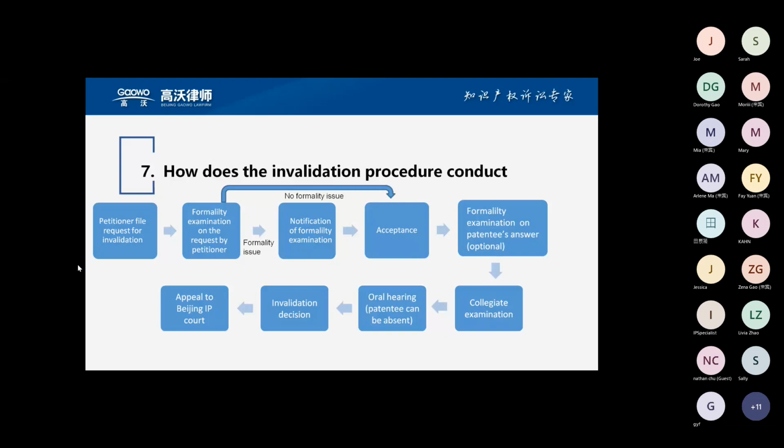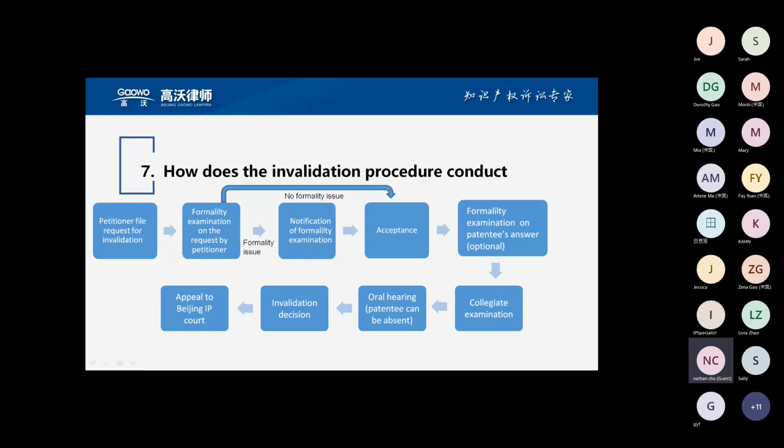The formality examination includes checking whether you have filed all the required documents for the request, and whether you have paid the fee for the invalidation request. They will also check whether your request is based on a granted patent. They also check the eligibility of the petitioner. They'll also check the power of attorney between the petitioner and the attorney.